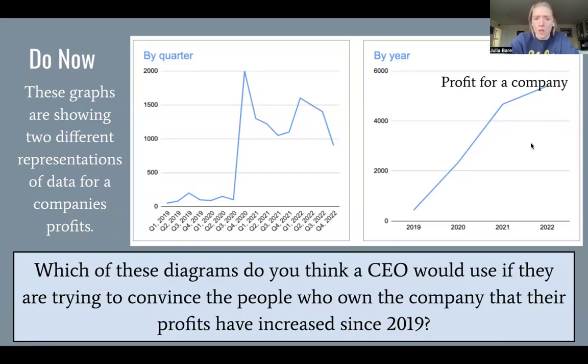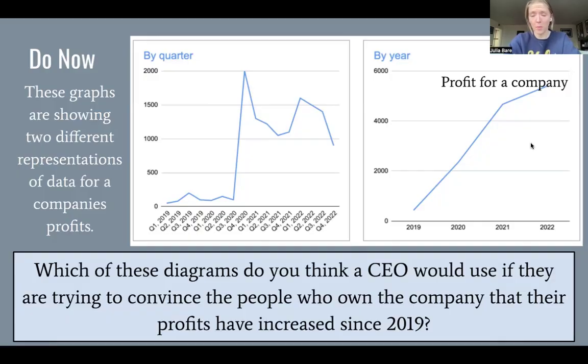So this is showing the profits of a company and the distribution of those profits based on quarterly statistics or quarterly measurements and then yearly measurements. And so I want you to look at these two graphs and think about if you were a CEO who is trying to convince the shareholders of your company that the company had continued to increase in its profits every year since 2019, which of these graphs do you think you would use?